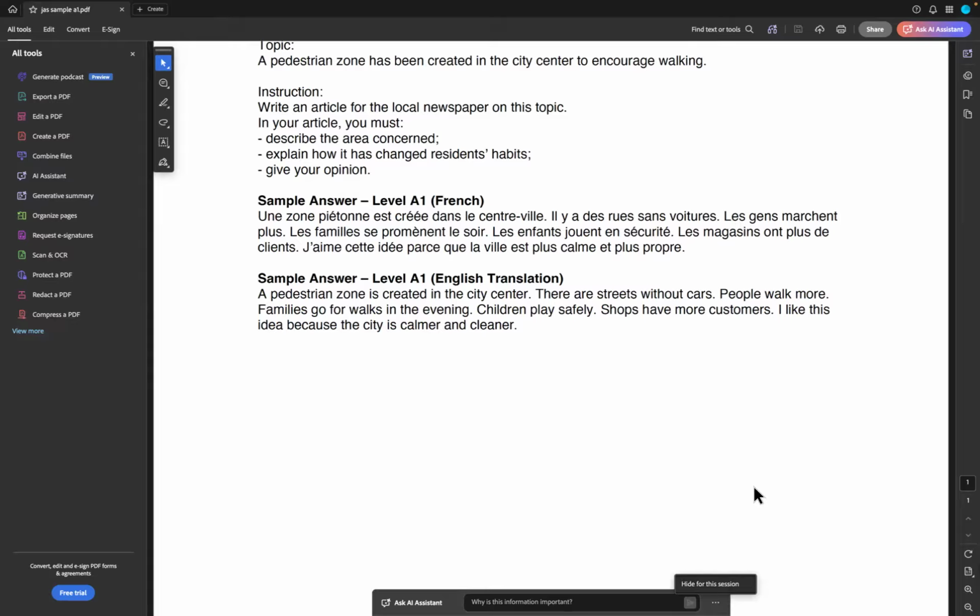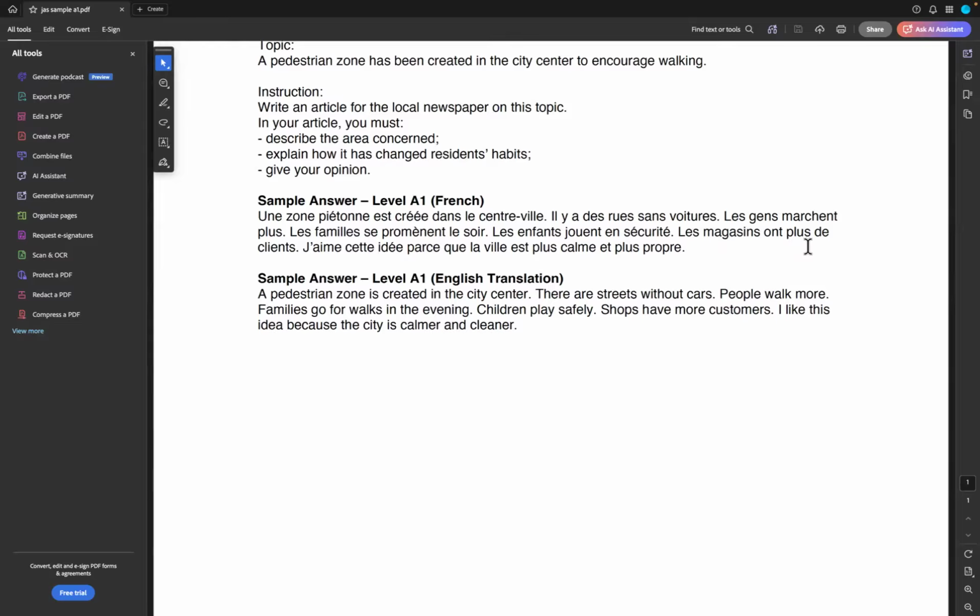So they want to say that people walk. Plus means more. So people walk more, so that people have a habit of more walking. Les familles se promènent le soir. Families go for walks in the evening. Les familles means the families. Se promener means to walk. Le soir is evening. Les enfants jouent en sécurité. Children play safely. En sécurité means they are safe.